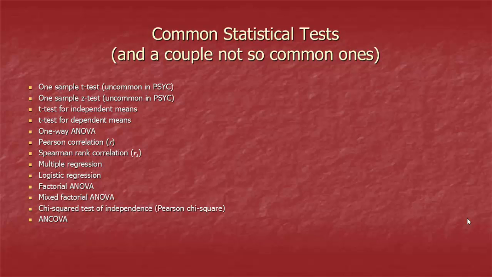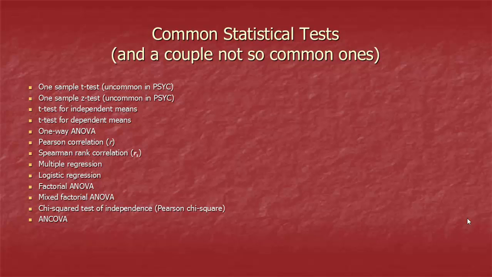And I would say it's pretty uncommon in a published psychology article. So in what situation would you use a one-sample t-test? There's also a one-sample z-test. They're very similar. It's also, I would say, uncommon in psychology.